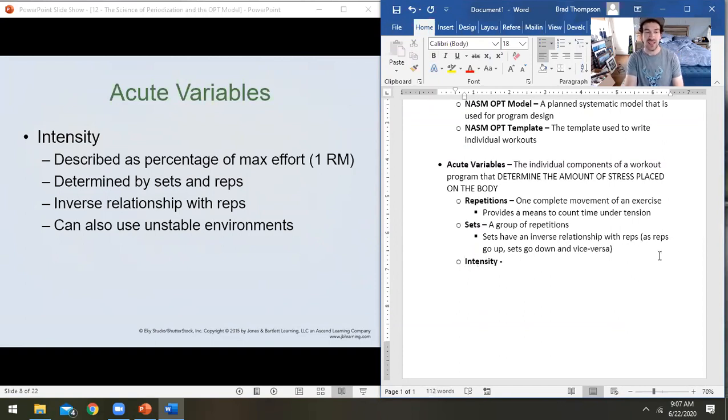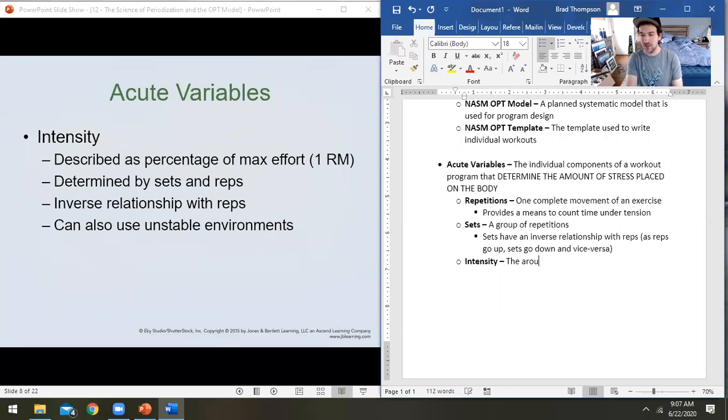Intensity is a percentage of your one rep max. What is the actual textbook definition here? I should know this. I should know it word for word.